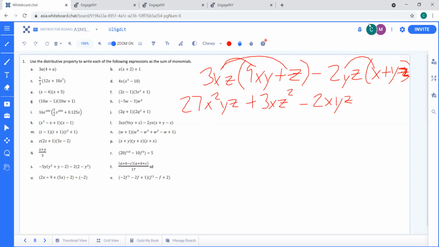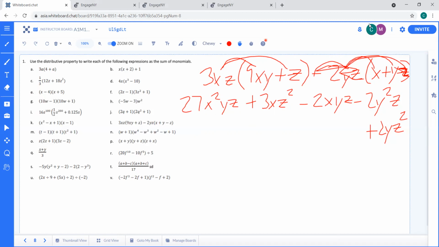And I've got a negative 2y squared z. I'm just going to come down here and say negative 2y. Oh, negative 2 times a negative z is going to be a positive 2yz squared. Okay, now that I've distributed that z everywhere, it's all done. Now I'm just going to combine like terms.